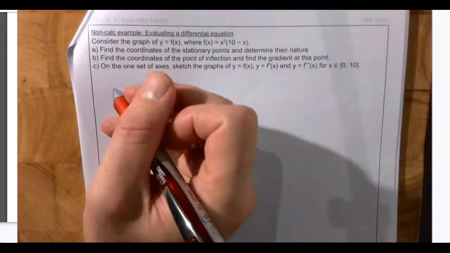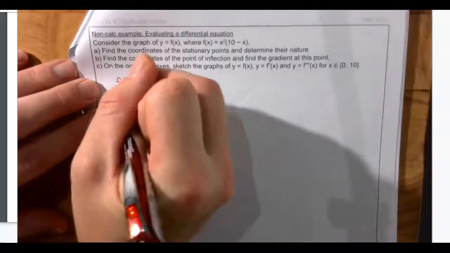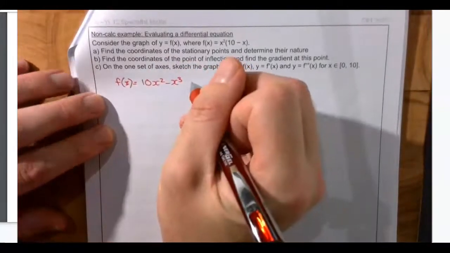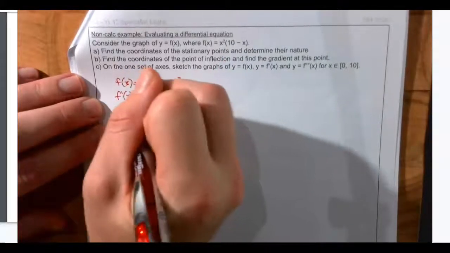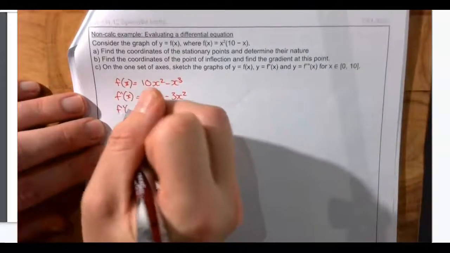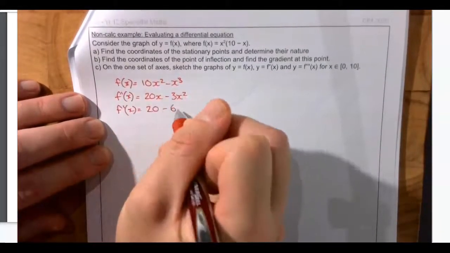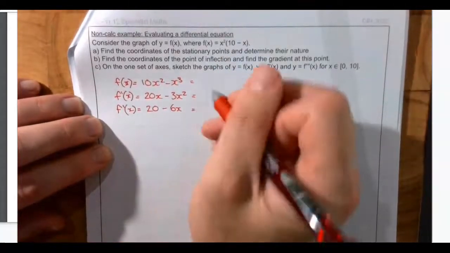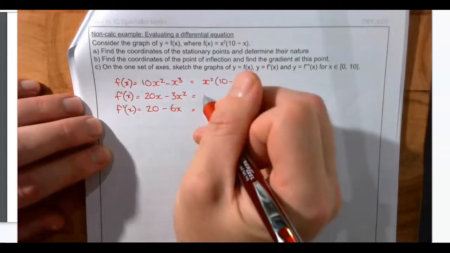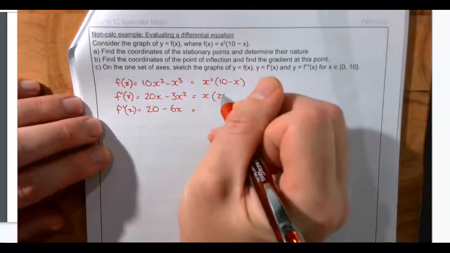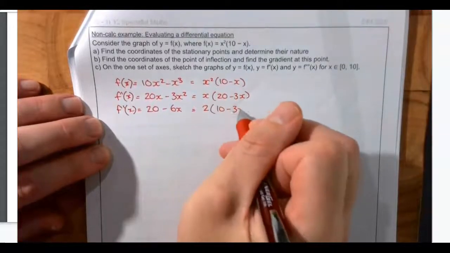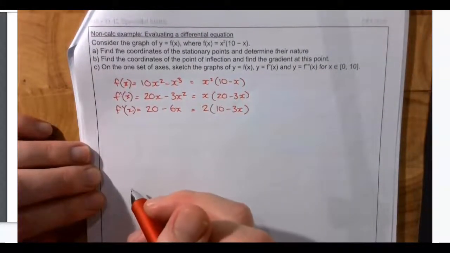Okay, so a very good way to start is just to get these derivatives down. So we have f of x as 10x squared minus x cubed, f dash of x being then 20x minus 3x squared, and f double dash of x being 20 minus 6x. And of course all of these can be factorized. So I have x squared, 10 minus x for f of x. I have x, 20 minus 3x for f dash. And I have 2 and 10 minus 3x. Really, those are going to be our tools for the rest of the question.